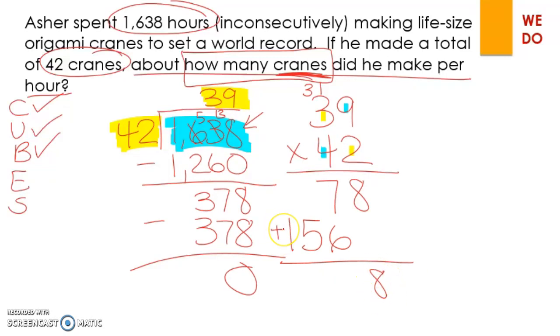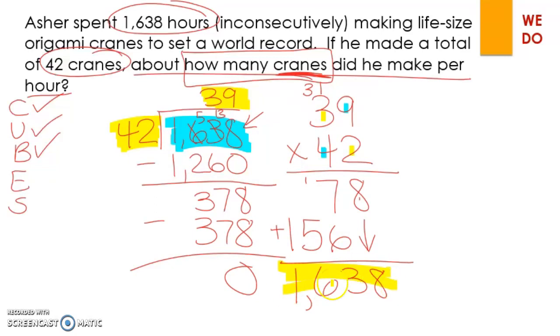Now we're going to add. Bring down the 8. 7 and 6 is 13. Regroup the 100. That's not a 10, it's 100. 1 plus 5 is 6. And then we have 1,000.